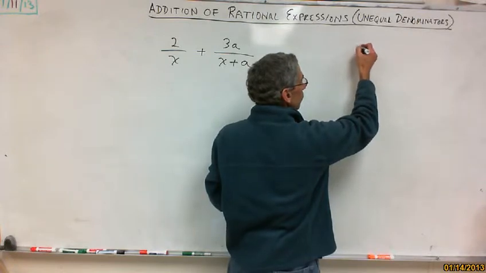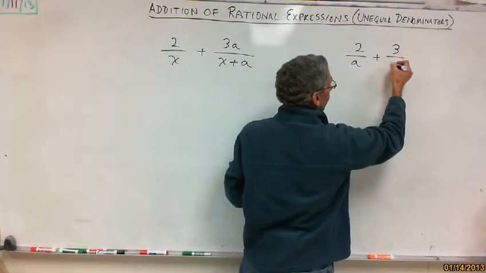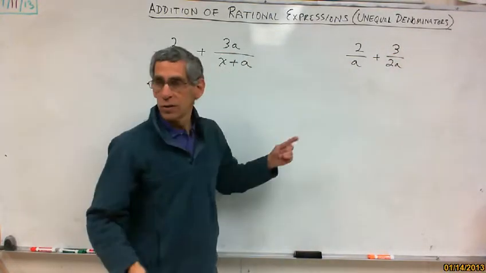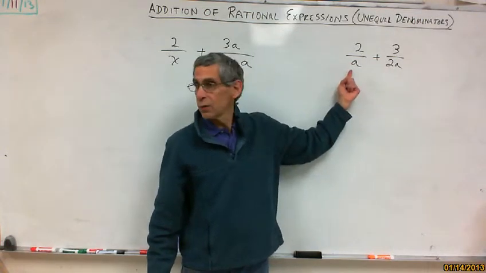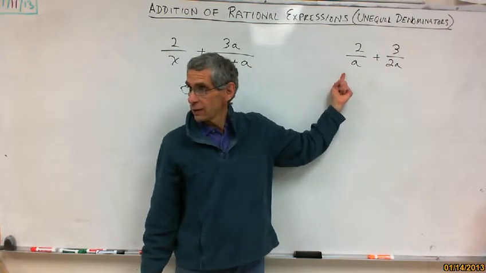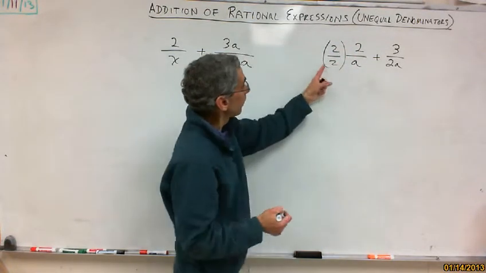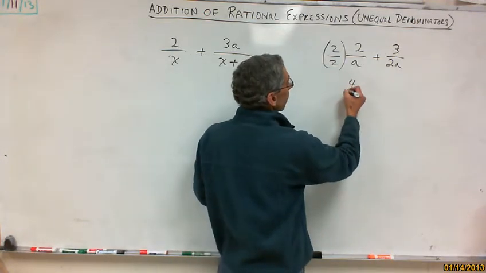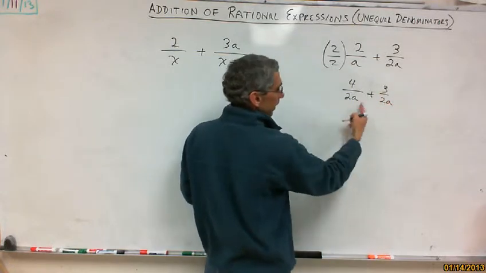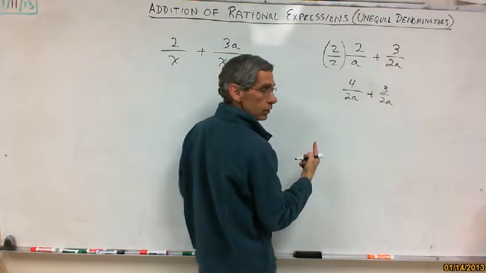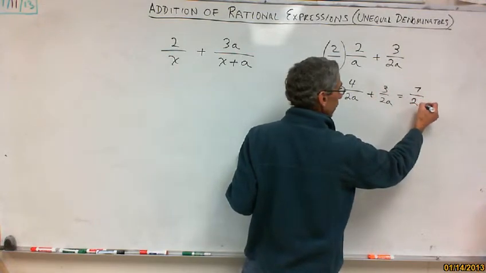You guys knew how to do 2 over a plus 3 over 2a, because we could immediately figure out, oh, well, this is 2a, this is only 1a. I could turn this into a 2a, right? So to turn that into 2a, I would just multiply both top and bottom by 2. And then I'd have 4 over 2a plus 3 over 2a. Since I have common denominators, I can just add the numerators. 4 plus 3 is 7 over 2a.